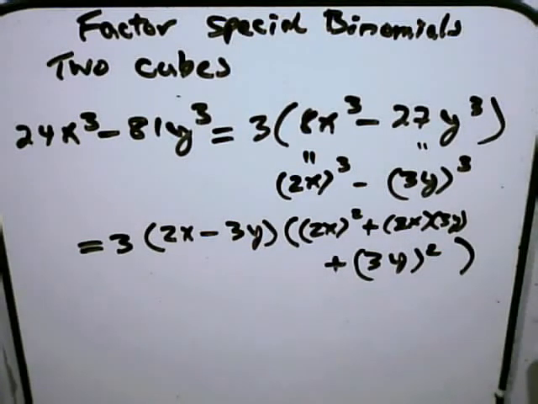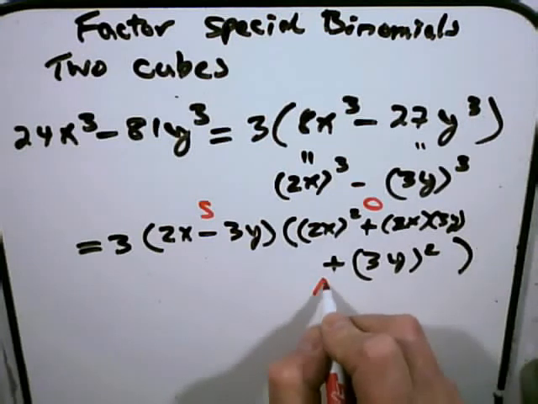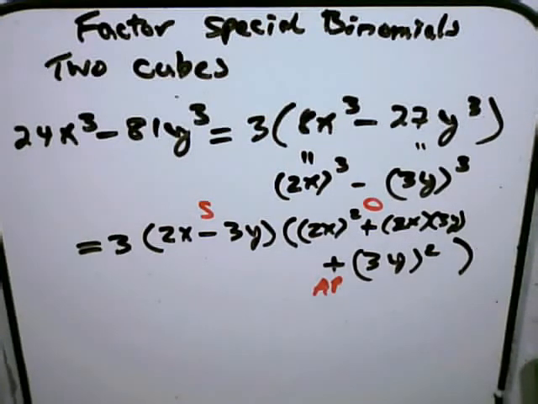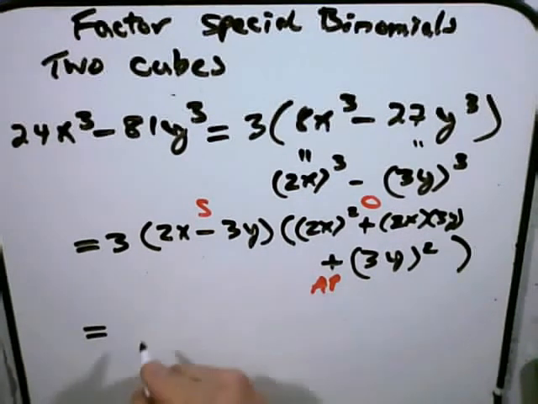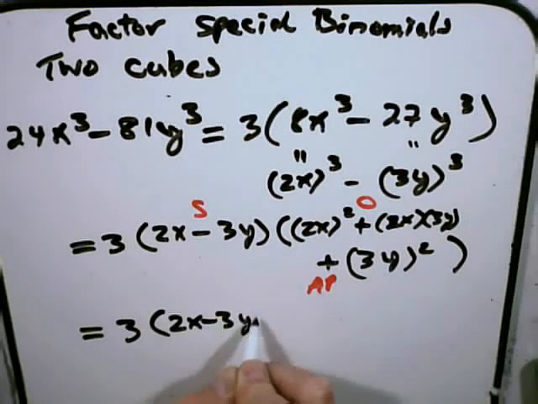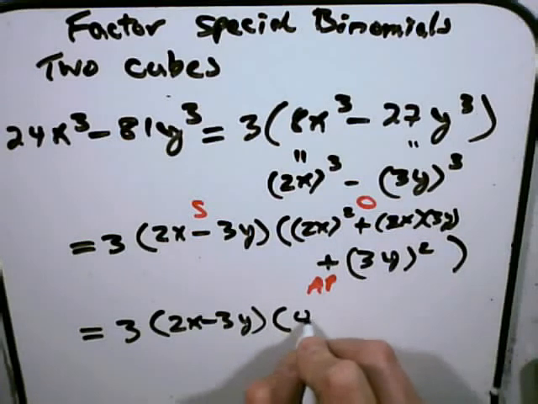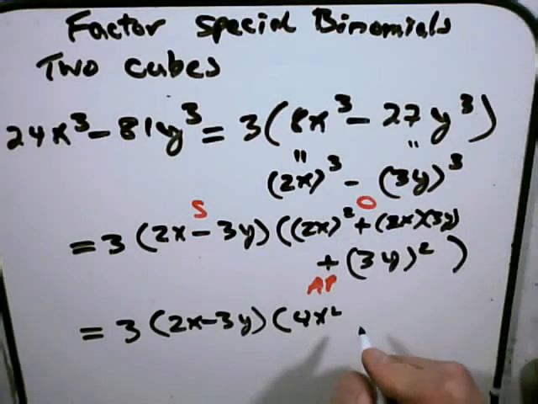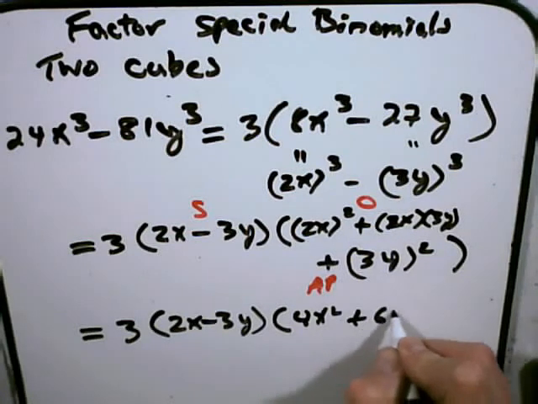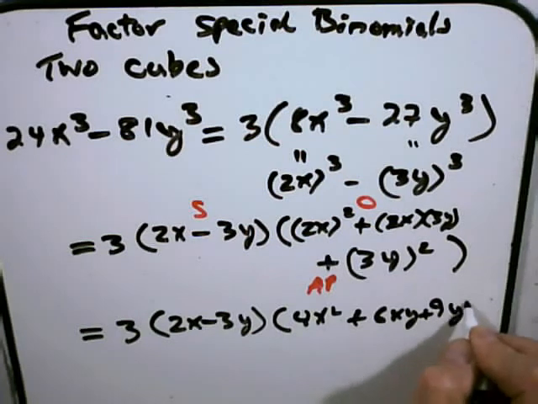Okay, see how I did that? Here's the S, here's the O, here's the AP. Now all I have to do is simplify. First term is pretty simple. Second term, I'm just going to do the exponentiation there, 4x squared. Combine those two terms there to get 6xy, and then finally plus 9y squared.